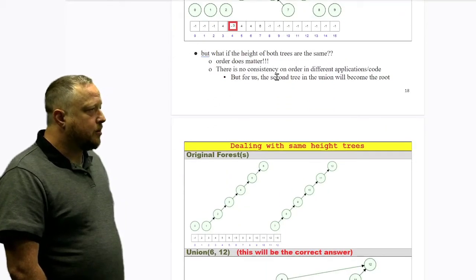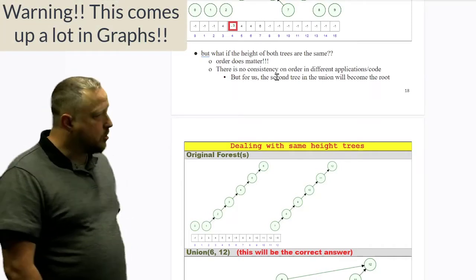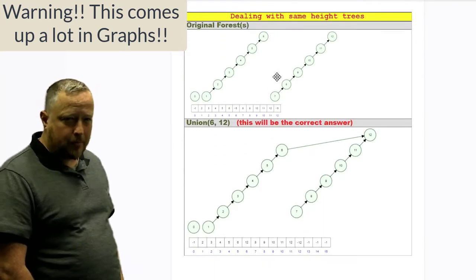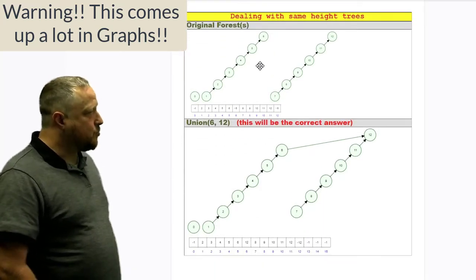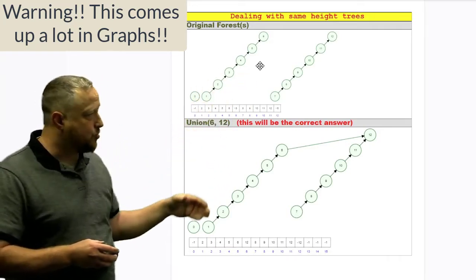What if both trees are the same height? Order does matter when it comes to this. So I've had this question pop up a couple of times. In this, what we're going to do is that we have 2 trees that are exactly the same height, as you can see drawn here.